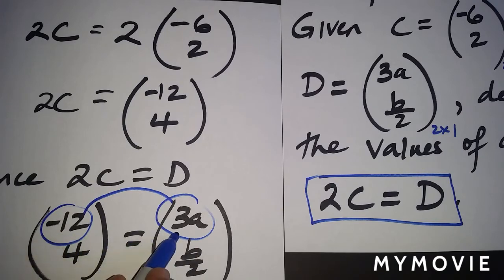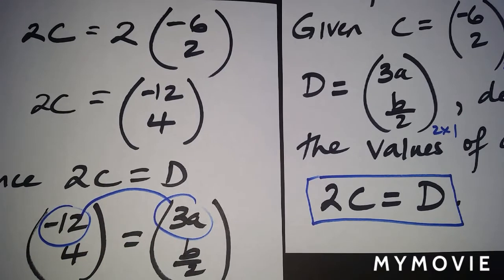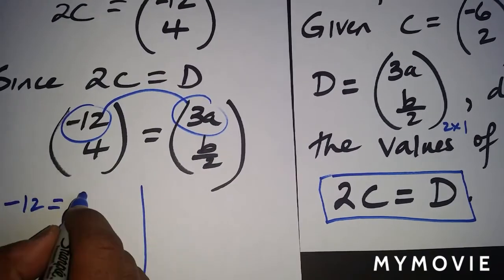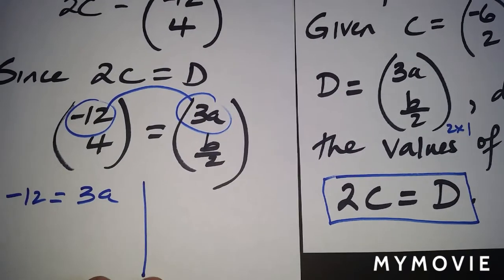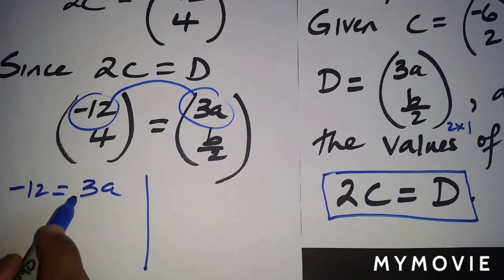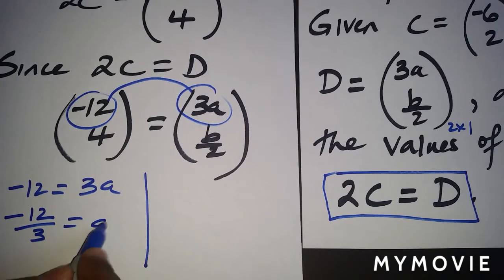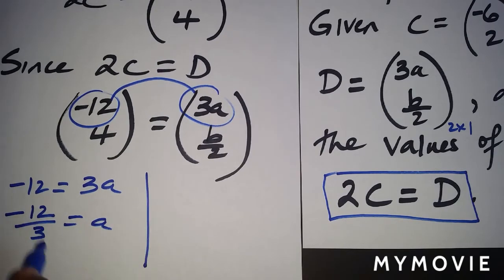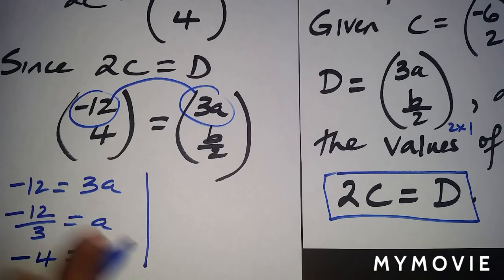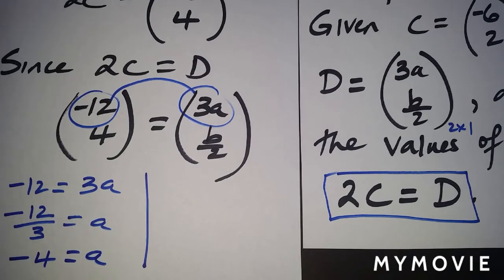Minus 12 must be equal to 3A. So that is pretty straightforward. So minus 12 is equal to 3A. So we simply need to make A the subject and transpose for A. So we simply divide 12 by 3. That is going to be the value of A. So 3 can go into 12 4 times. It's a negative 12, so it will be negative 4. So the value of A is minus 4.